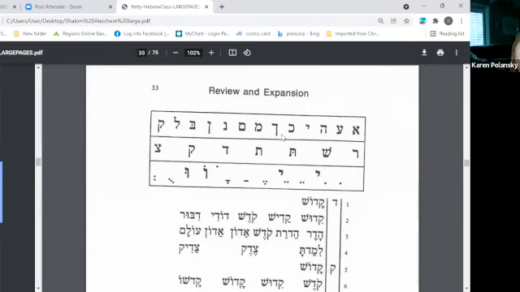Kaf and final kaf. Mem and final mem. Nun and final nun. Bet. Kaf. Okay, mem and kaf. Cool. These are our newer letters.